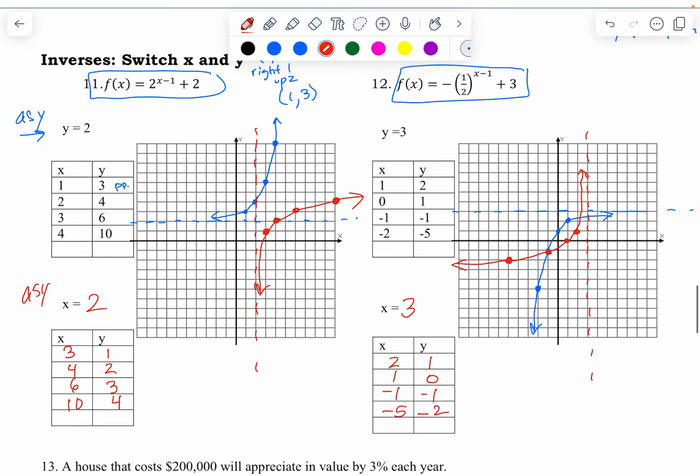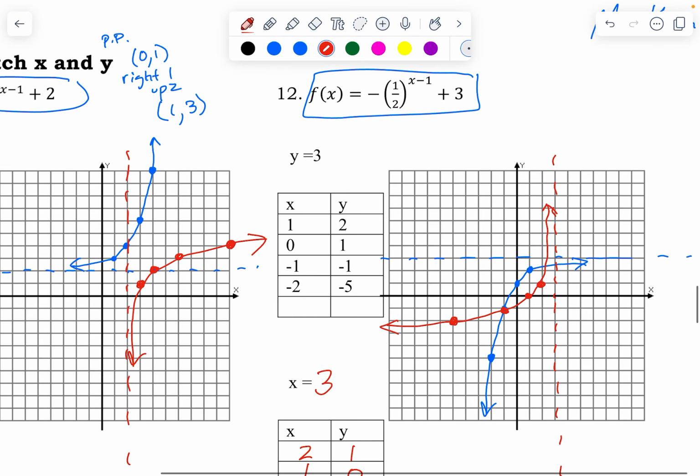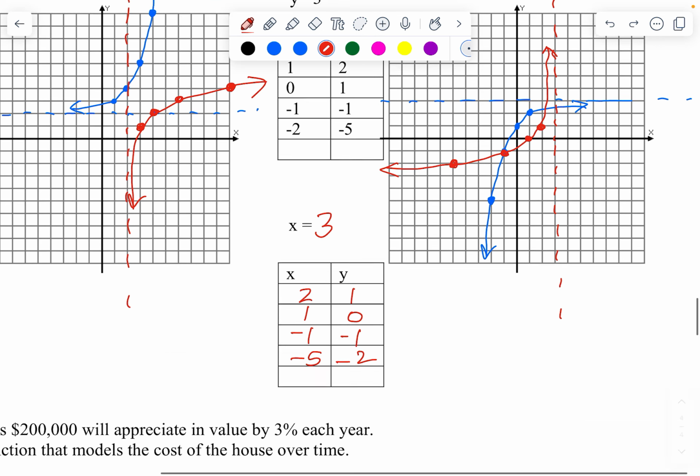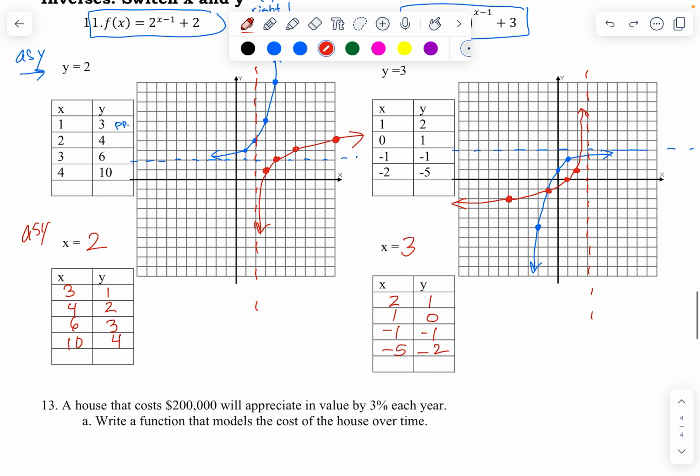I did this other one here, same idea. The initial function was in blue. It was an exponential decay that then got reflected over the x-axis and then shifted. On that one, my pivot point was at 1, 2. And then I reflected everything and then took its inverse.